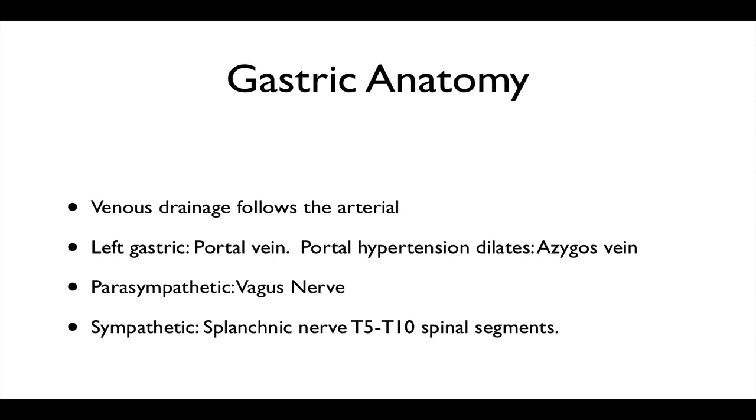The nerve supply to the stomach, the parasympathetic, makes up the majority of it, and that's supplied by the left and right vagus nerves, and the sympathetic supply comes off the splanchnic nerves, which is the T5 to T10 spinal segments.